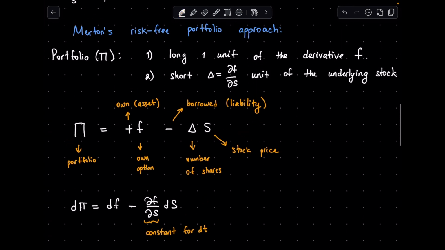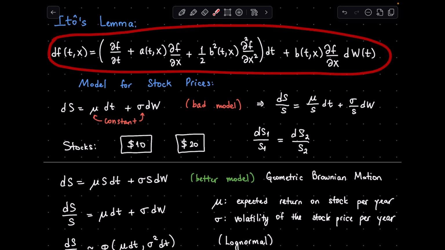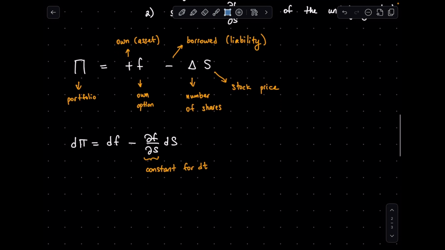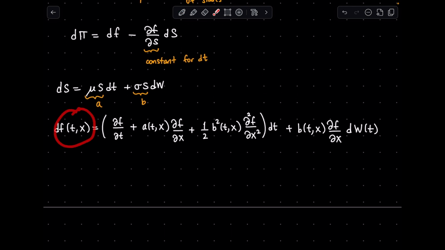Now we're going to use the model we discussed previously, and also we're going to use Ito's lemma. Here, note that x is going to be s because that's the underlying Ito process here with a drift of a equal to mu s and diffusion of b equal to sigma s. So let's substitute df and ds into our portfolio change.